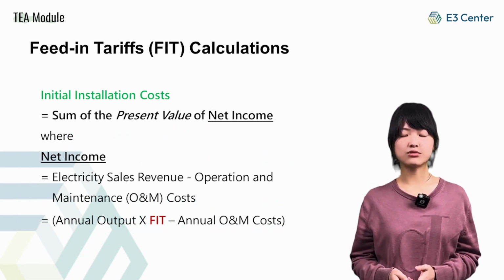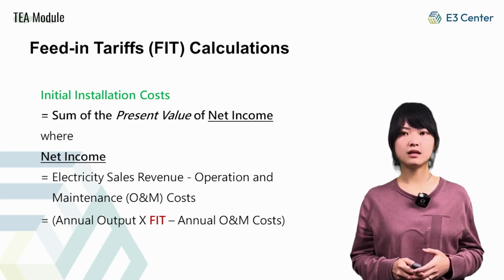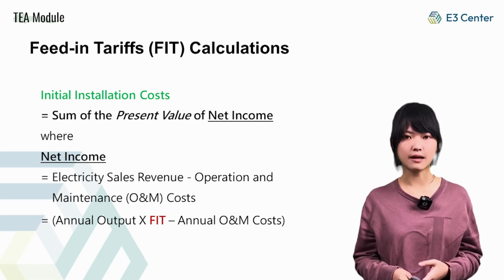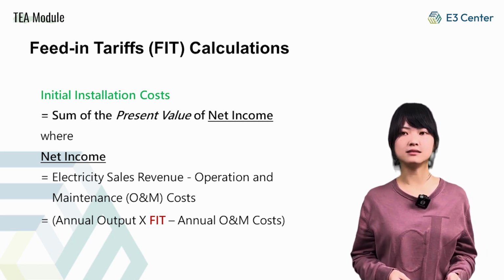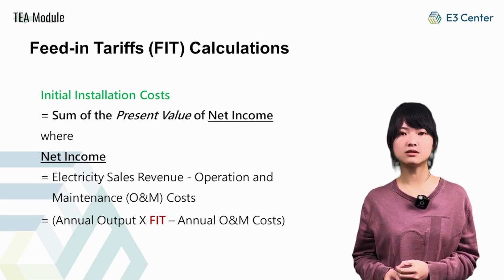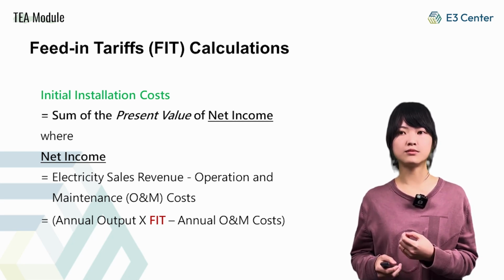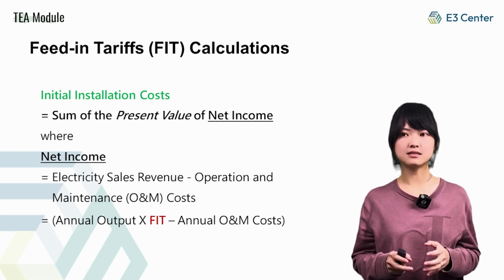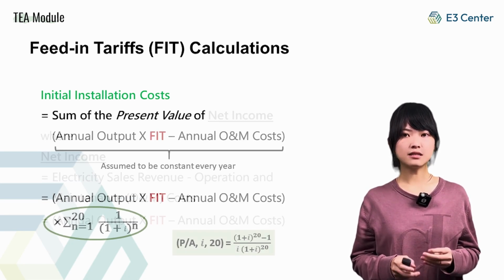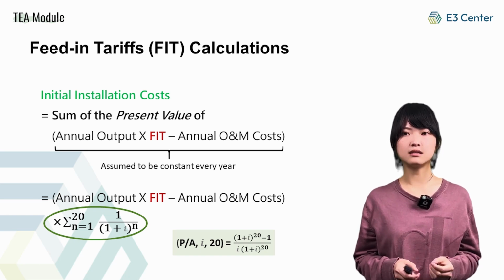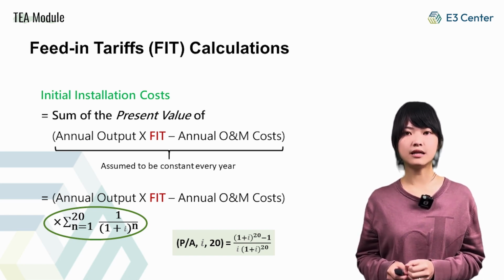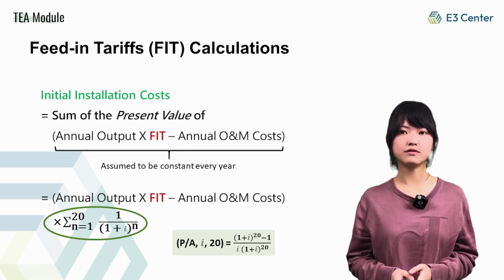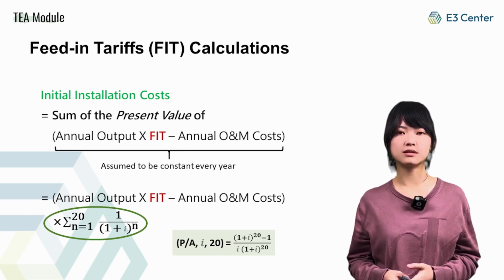So from the cash flow diagram, we can derive this equation. Initial installation cost equals the sum of the present value of the net income, where net income is defined as the annual revenue from electricity sales minus the annual operation and maintenance cost. In this slide, we break down the feed-in tariff calculation. FIT essentially allows us to calculate the profitability of renewable energy investment like solar panels by determining the present value of the net income over their operational lifetime.